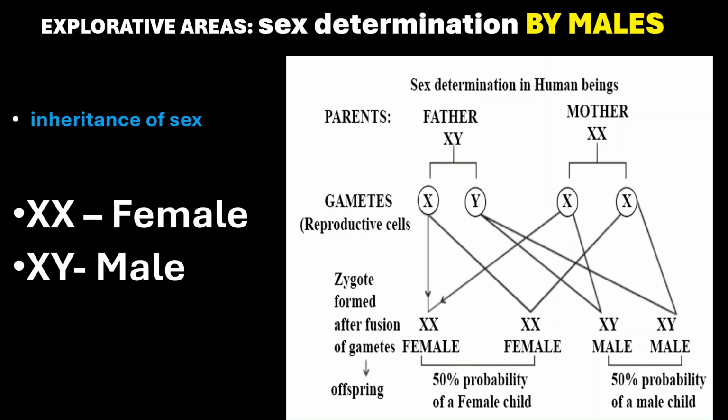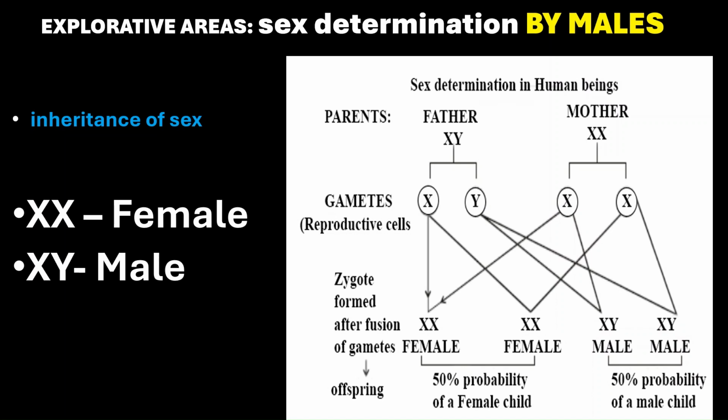So you have to know the father is a male, hence the genotype will be XY. The mother is a female, hence the genotype will be XX. Then you use the normal genetic cross to produce the gametes for both. Then you cross them.